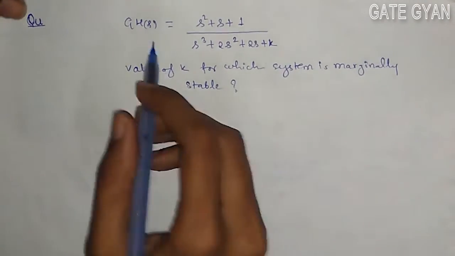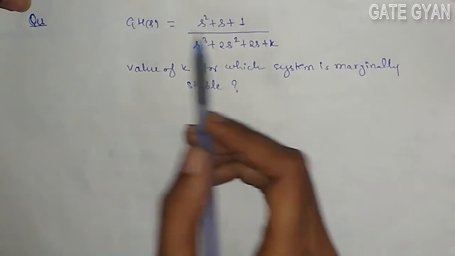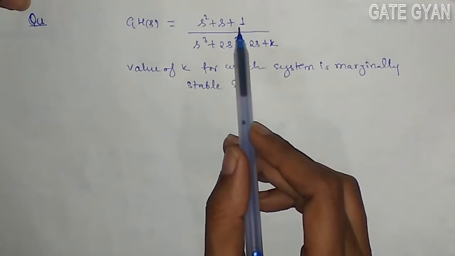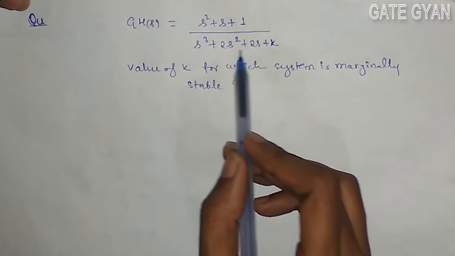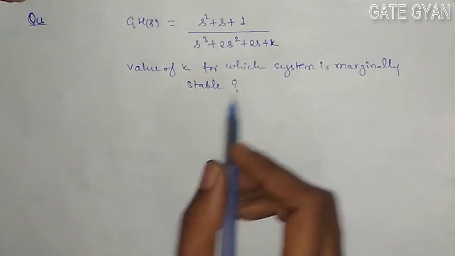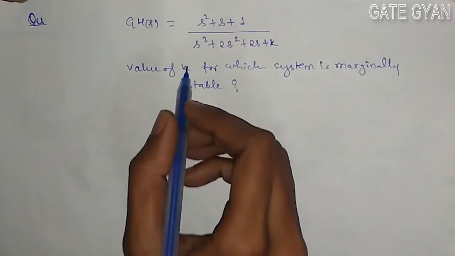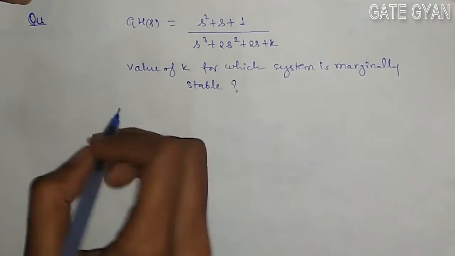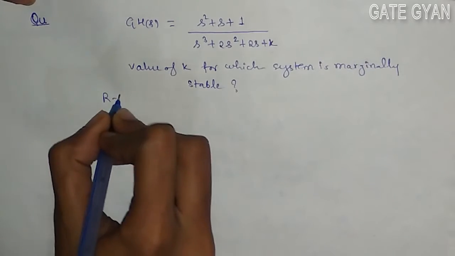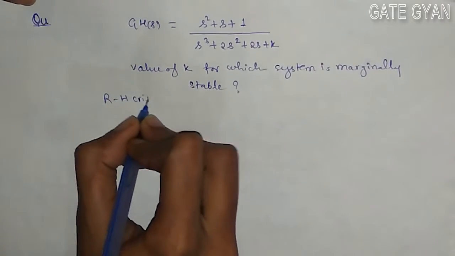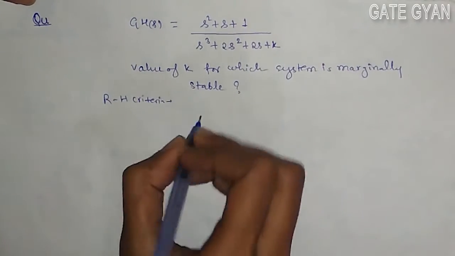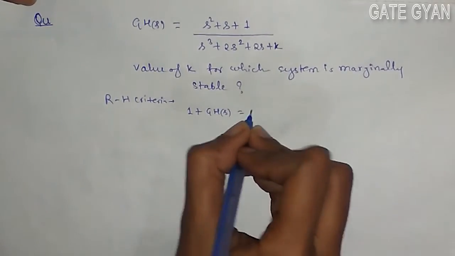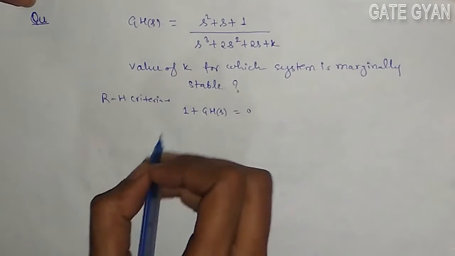Here we have given open loop transfer function G(s)H(s) as s squared plus s plus 1 upon s cubed plus 2s squared plus 2s plus K. So we have to find the value of K for which the system becomes marginally stable. So here we will use Routh-Hurwitz criteria, which says 1 plus G(s)H(s) is equal to 0. First of all, we will find closed loop poles.